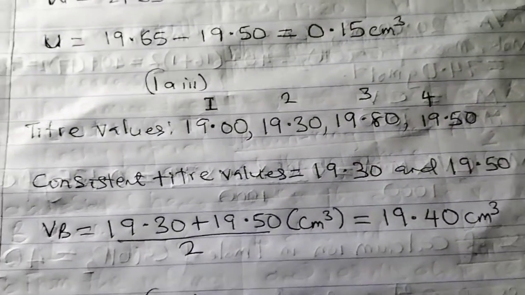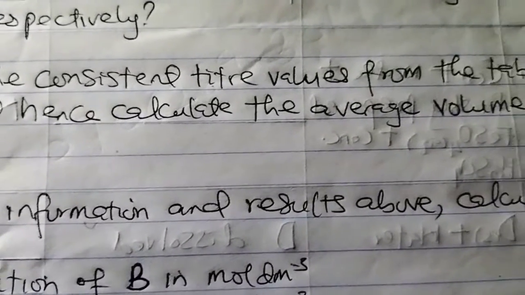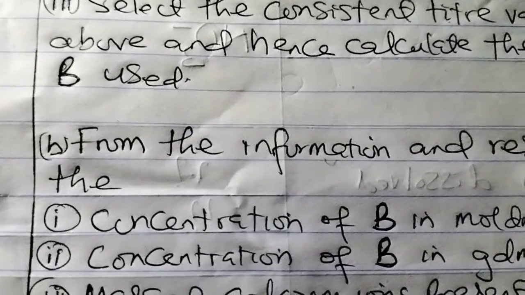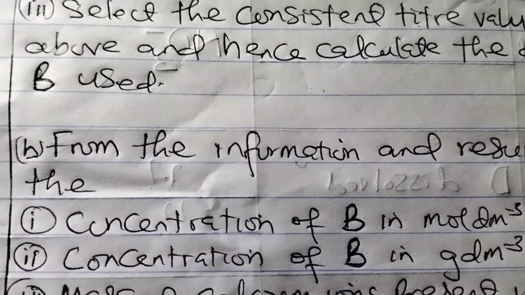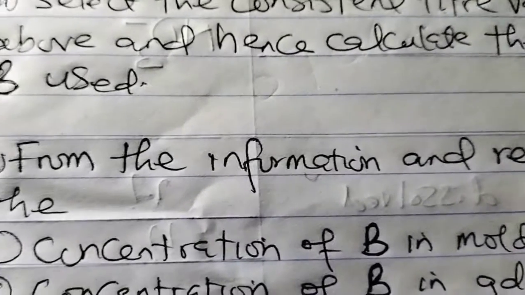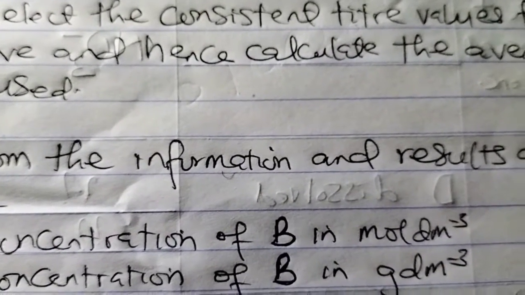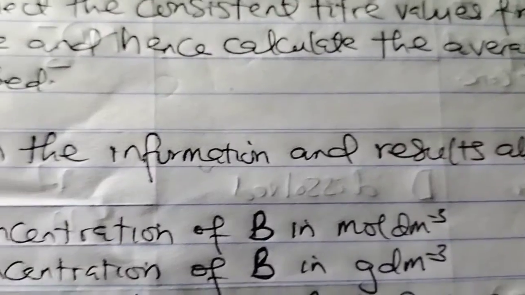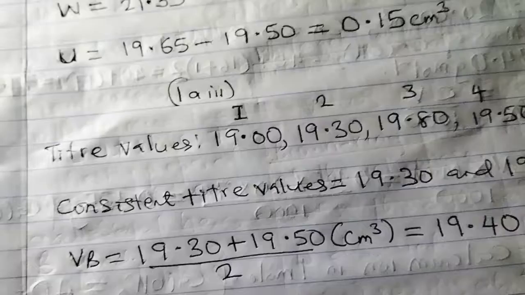So we'll now go to the next question. We'll now go to the B part of the question. It says, from the information and results above, calculate the concentration of B in mole per dm cube. Remember that B is HCl here. So let's take the question one after the other. Let's take one before we go to two. So we'll go to the solution.